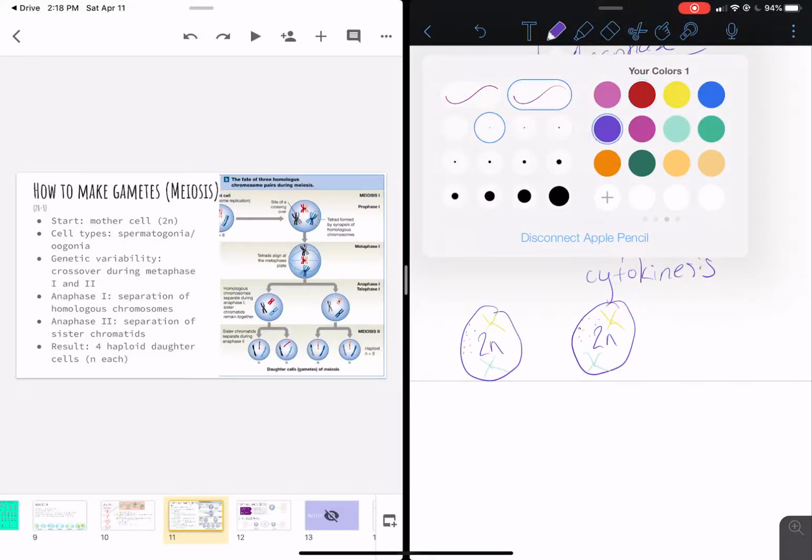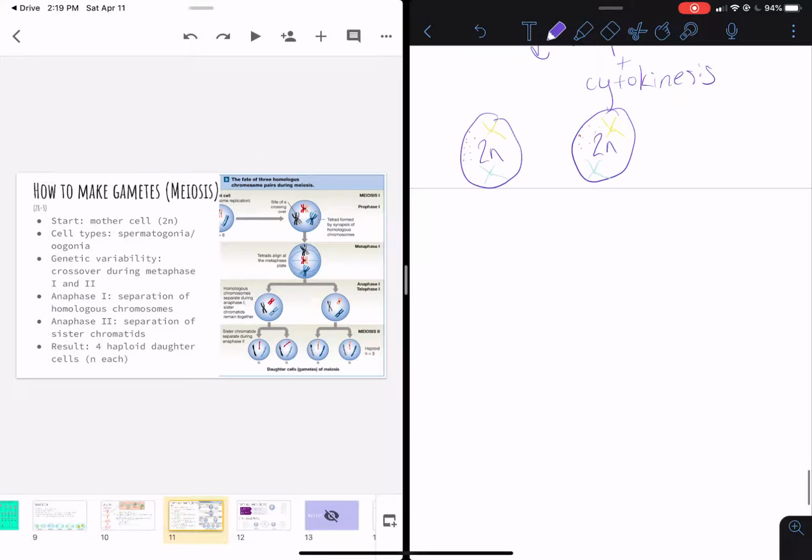So this is going to happen on both sides of this. So each of these 2N cells are going to do the same thing. So now we'll go through meiosis 2. And this 2N cell is going to go through, but we're going to skip prophase. We don't need to do prophase again because we already doubled everything we needed to during the first prophase. So we're going to go straight to metaphase 2.